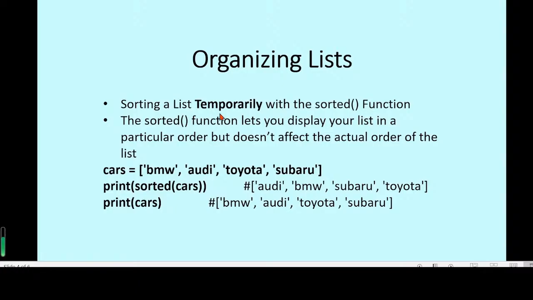So sorting a list temporarily with the sorted function. The sorted function lets you display your list in a particular order but doesn't affect the actual order of the list. So this is a list of 4 cars. You can use sorted on cars. So it will show the list in sorted order. But if you print this cars list again, the order has not been sorted. It has the original order.